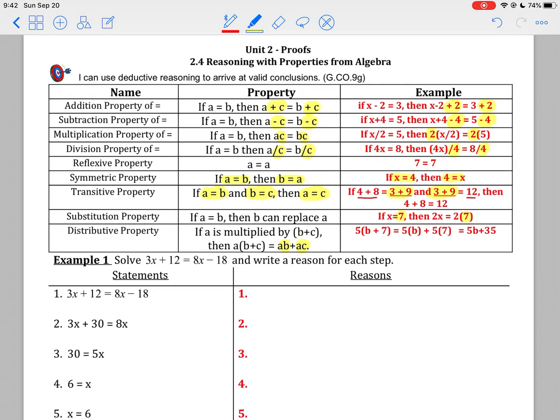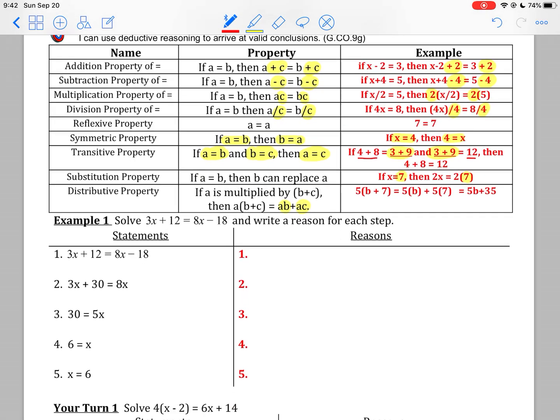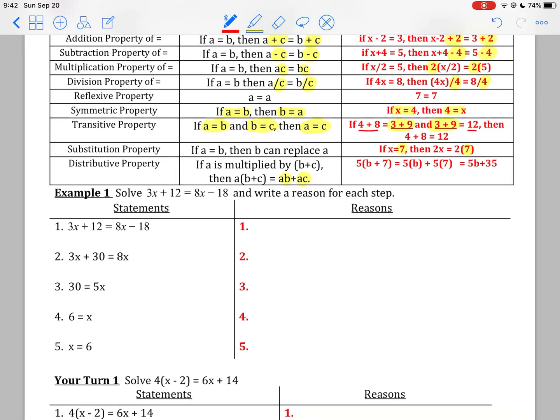So when you are looking at a two-column proof, the two columns in this are the statements, which go on the left, which here is going to be the solving of the equation. And then on the right, we're going to put a reason for each step. So in a proof, you will always start with what they give you. So here it was given to us that 3x plus 12 equals 8x minus 18. So whatever is given to you is always going to be your first statement. And your first reason is always going to be a given.